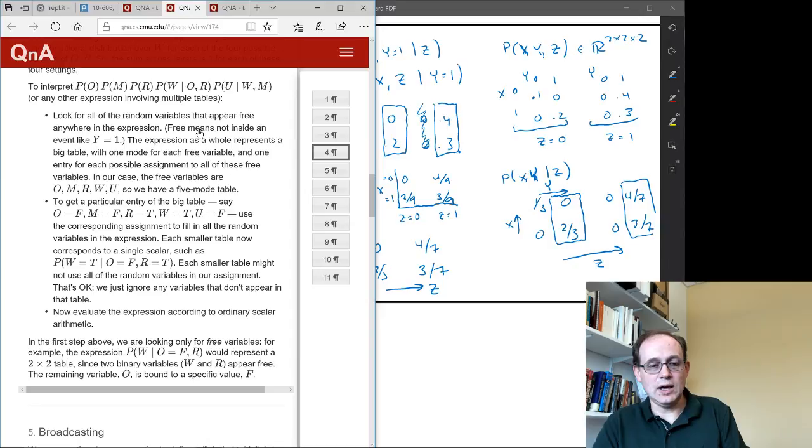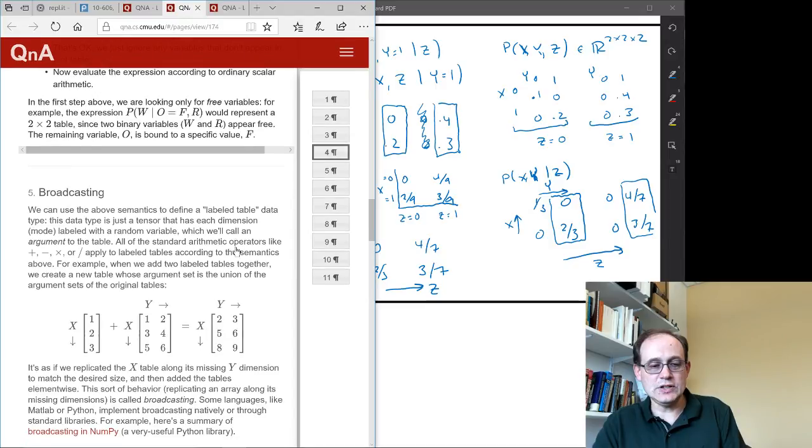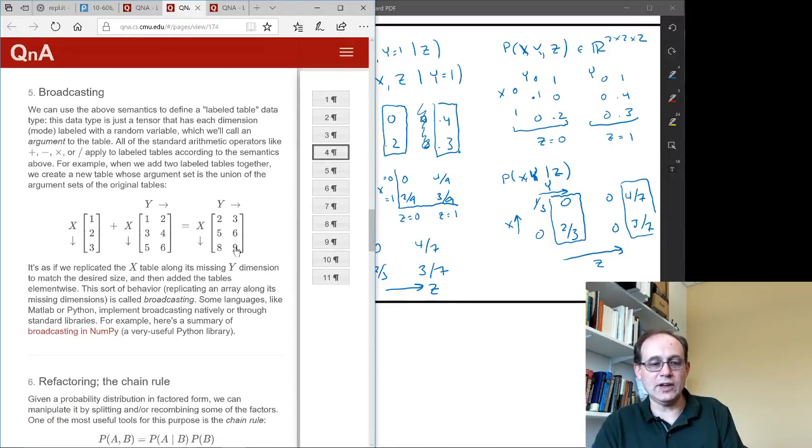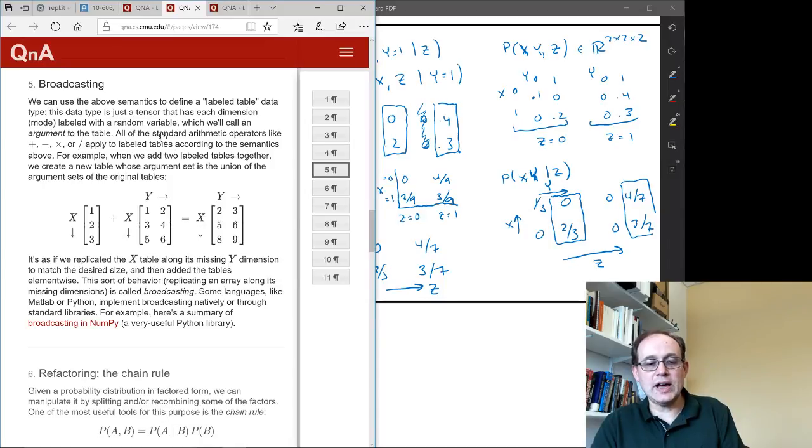All right, so these rules, they take a little while to describe, so let's describe them in another way to help maybe with people interpreting them. So this operation is called broadcasting. So we have these labeled tables, right, where each table has some number of entries and its modes are labeled with a random variable. And we're going to define all of the standard arithmetic operations, plus, minus, times, divided, that sort of thing.